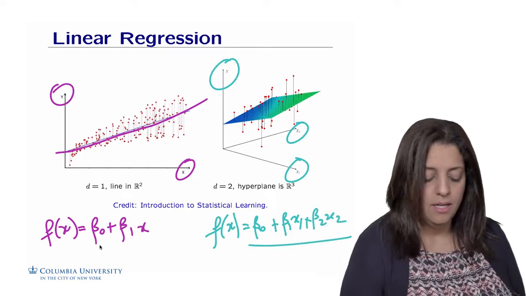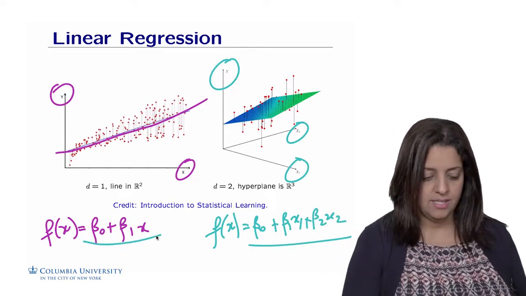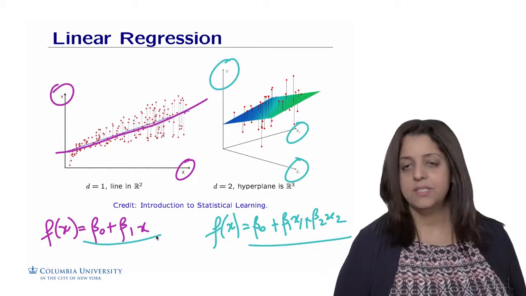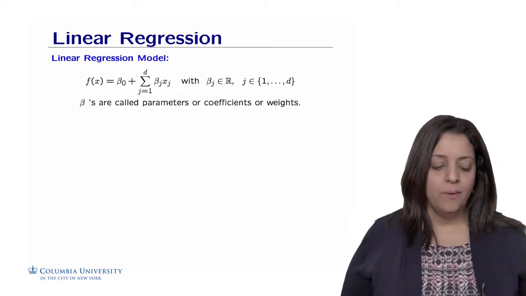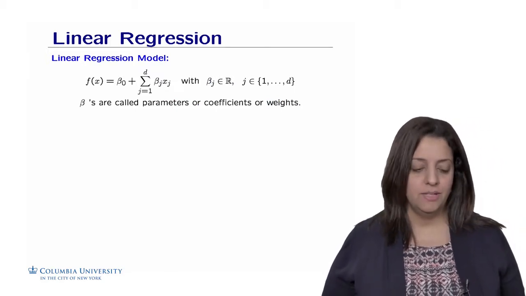So these two are the equations of a linear function. The first function is in R2, and the second one is in R3. Let's develop now a method to build a linear regression model.